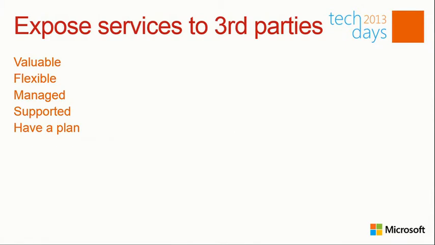So if you want to expose a service to third parties, there's a couple of rules you have to think about. First rule is make sure the API that you are exposing is valuable. If it's consumer to consumer or business to consumer, make sure the consumer knows what to do with the information and really can do something with the information. If you're doing business to business communications using your APIs, make sure the business value is there.